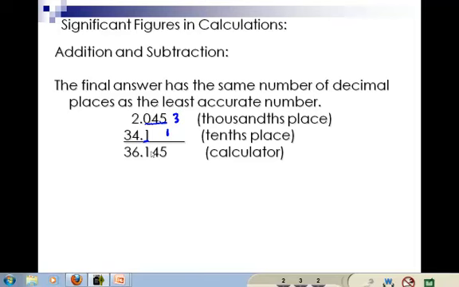Well, my answer can have no more significant digits after the decimal than my original number with the least number of sig figs after the decimal. So I can only have 1 sig fig after my decimal, right here. Will that 4 affect that 1? No, it will not. My answer is 36.1. This 1 digit after the decimal will dictate how many digits I can have.